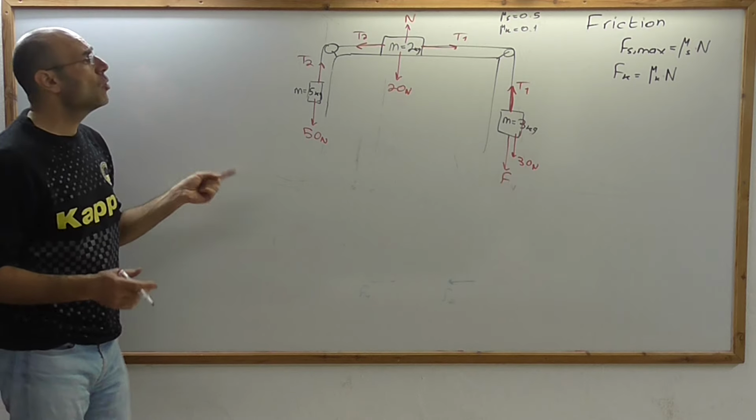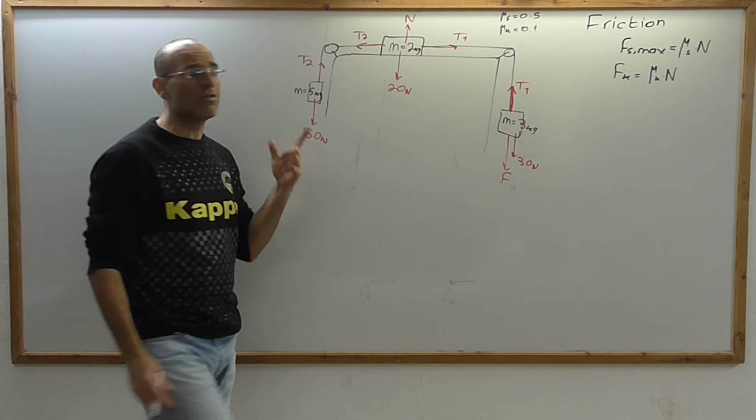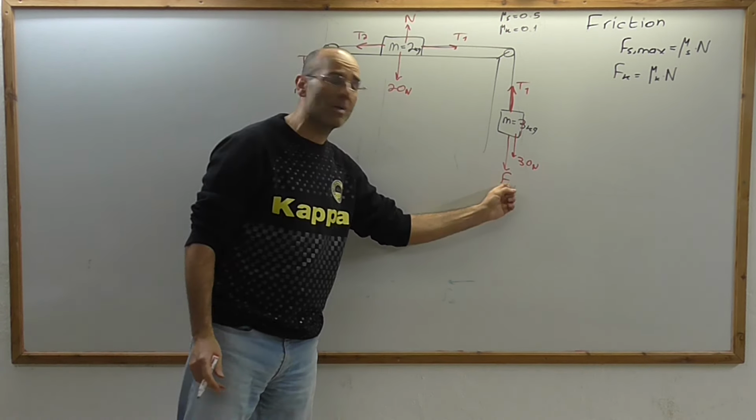Now again, I don't know which way this system tends to move because I don't know anything about the F. So let's ask ourselves many questions. What's the F minimum? Before, let's find the Fs max and the F kinetic. Just so we know the value, and later on we'll find the direction. Fs, we said, mu s multiplied by N. Mu s is 0.5 multiplied by 20, it's 10. Mu k, 0.1 multiplied by 20 is 2. Okay.